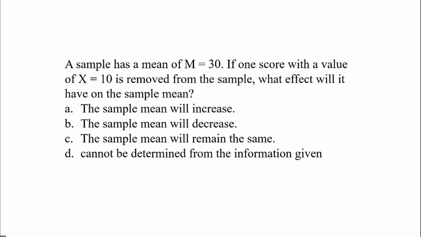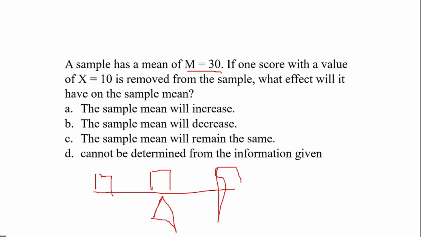So let's see if we can play around with this a little bit. We have a sample with a mean of 30. If one score with a value of 10 is removed from the sample, what effect will it have on the sample mean? We don't have all the scores, so we can't actually calculate this, but let's think about it theoretically. Let me create some scores to make it happen. Let's say we have a 10, a 30, and a 50. Our mean is currently balanced at the 30.